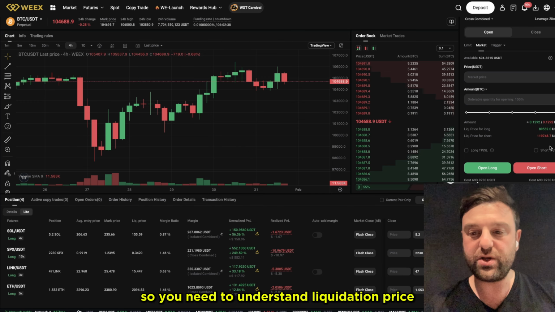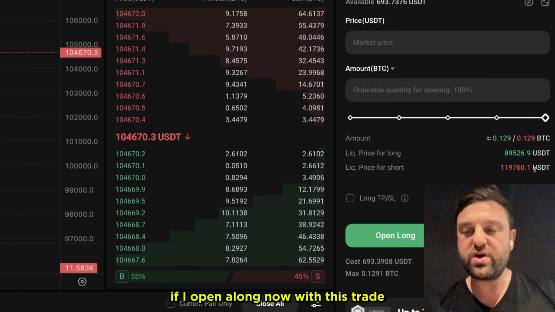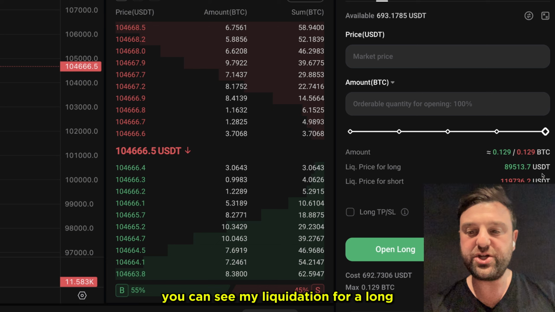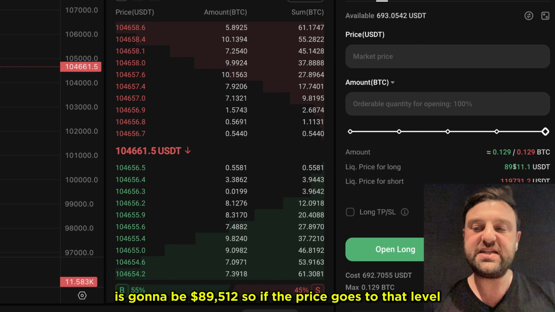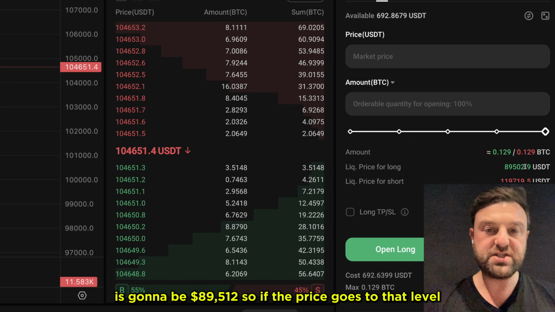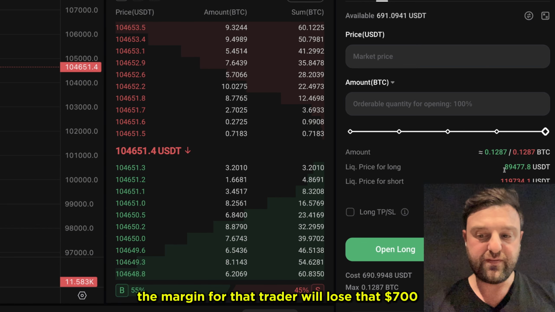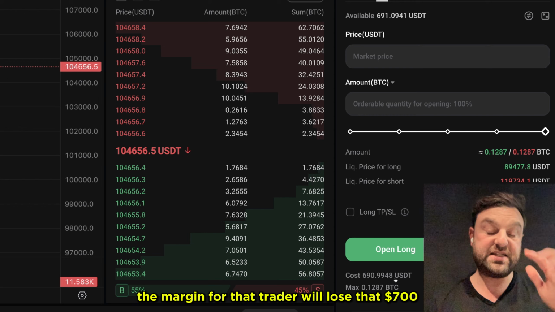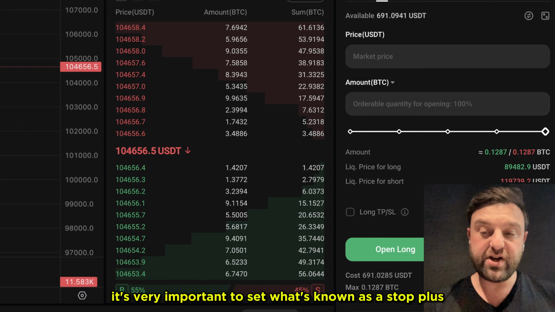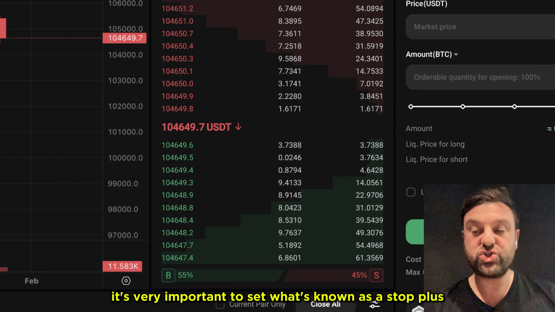So you need to understand liquidation price. If I open a long now with this trade, you can see my liquidation for a long is going to be at $89,512. So if the price goes to that level, I will lose the margin for that trade. I will lose that $700. So it's very important to set what's known as a stop loss.